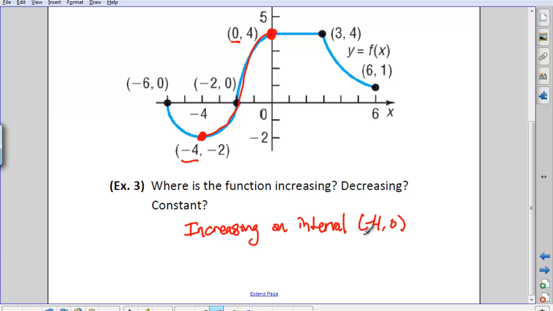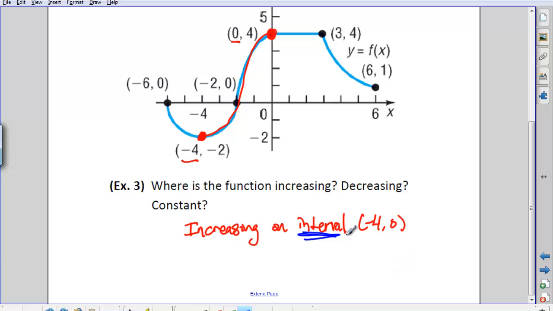Now I want to stress that this right here, -4, 0, looks like an ordered pair, but this is an interval. Okay, that's saying between the x values -4 and 0. And when we state increasing, decreasing, or constant, it's always open intervals. We don't include the points where it changes. So here at this point, -4, -2, it's between decreasing and increasing. So we're not including -4. That's an open endpoint there. To the x value 0, open endpoint there.